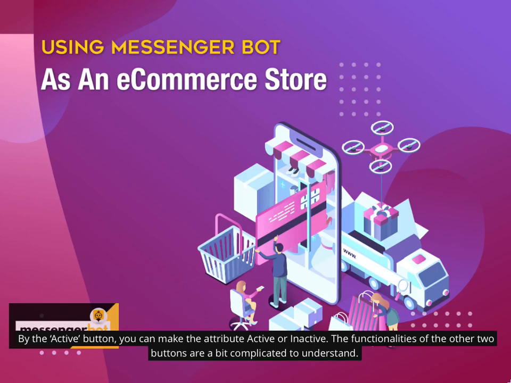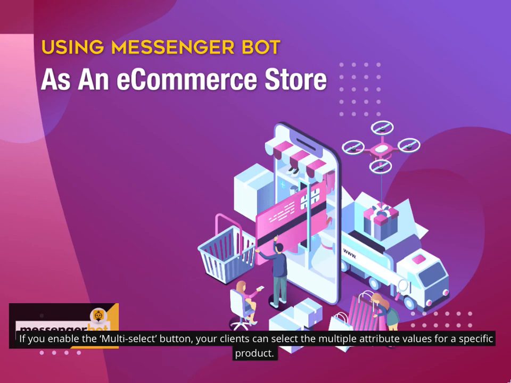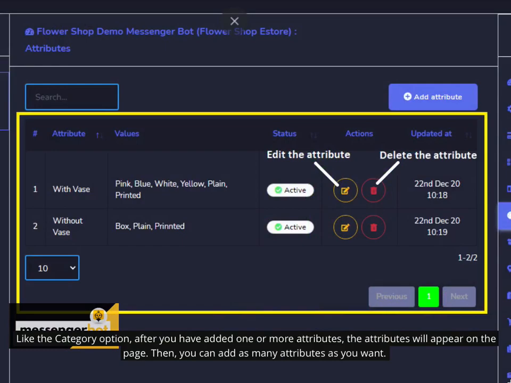The functionalities of the other two buttons are a bit complicated to understand. If you enable the Multi-Select button, your clients can select multiple attribute values for a specific product. On the other hand, if you disable the Multi-Select button, a client can select only one attribute value for a specific product. Like the category option, after you have added one or more attributes, the attributes will appear on the page.